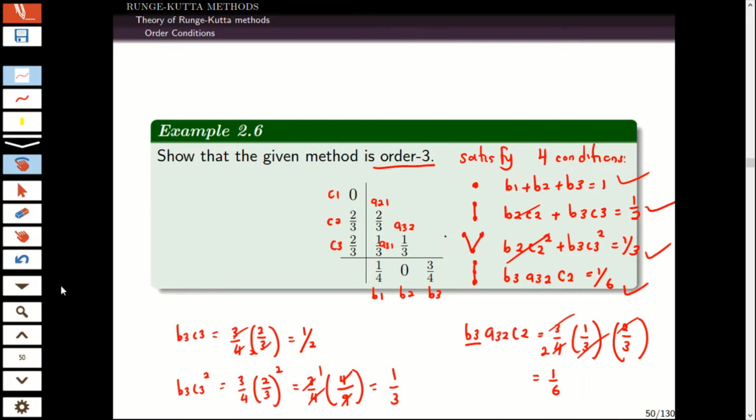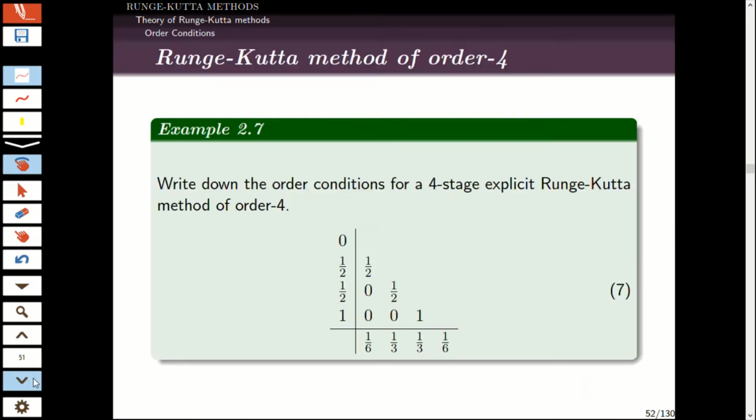Okay, I hope you're getting there. Now similarly, write down the order conditions for a 4-stage explicit Runge-Kutta method of order 4. So we know that for order 4, we have 8 trees. How many trees? 8 trees. Okay, how do I know that?